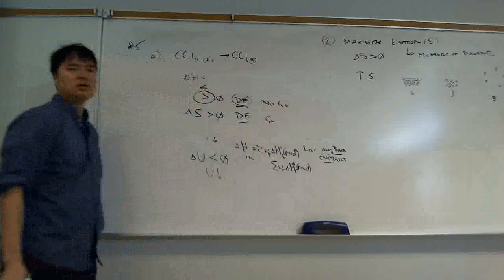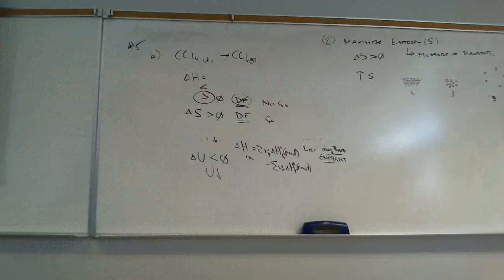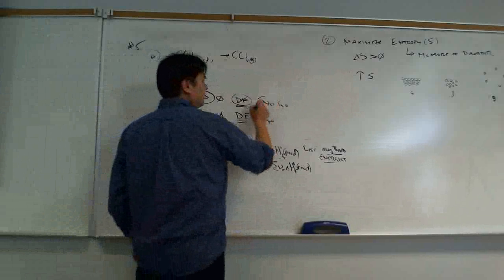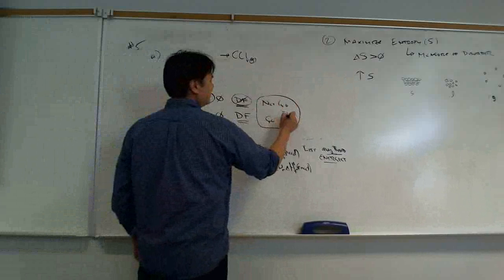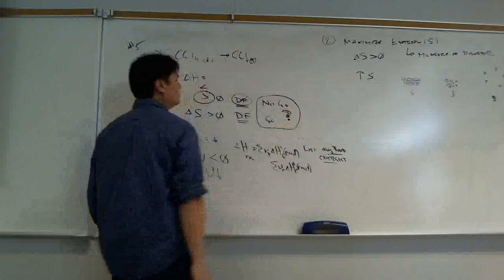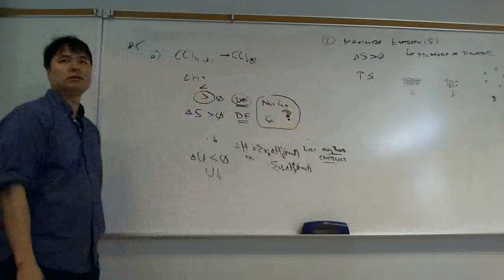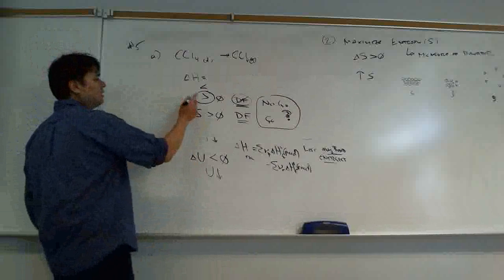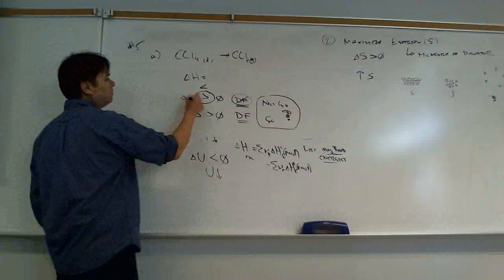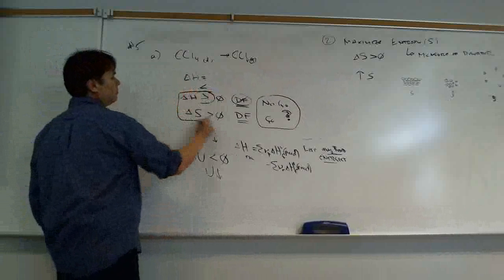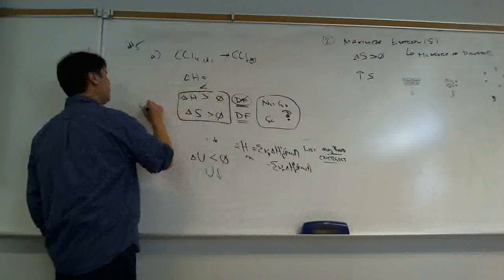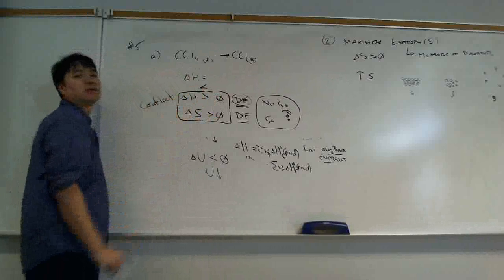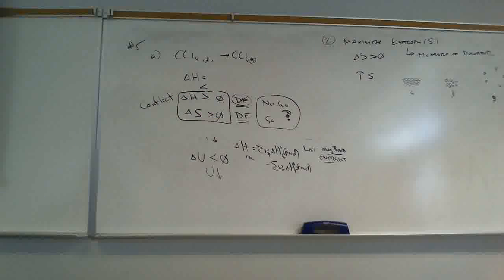And so what is it? Is it a no-go or a go for carbon tetrachloride vaporizing to a gas? Which one of these wins here? Those are both greater than 0. Yeah, delta H is greater than 0 and delta S is greater than 0. And so we have conflict. I said that these driving forces can conflict. Now they're conflicting. If there's a conflict between the driving forces, which one wins?